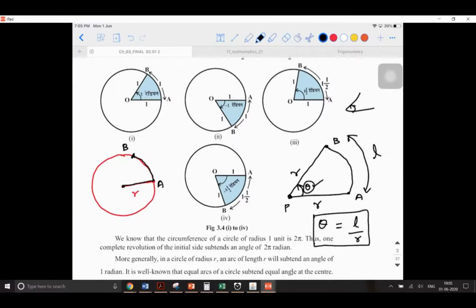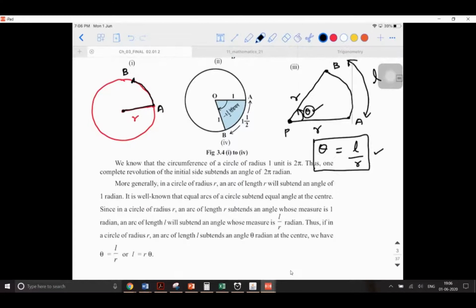So what exactly are we going to do in this particular exercise or topic, exercise 3.1? The angles will be given in terms of degrees, because till now you concentrated only on degrees. Our work is to convert them into radians. If you ask me how this came, that is the definition, that's it. There is no research for it. So theta is equal to L by R in terms of radians, that's it. That is why it is given here.